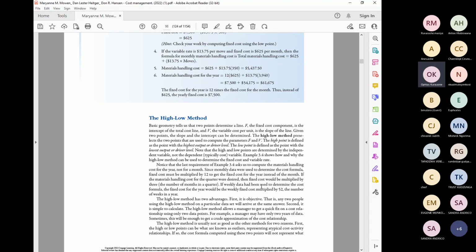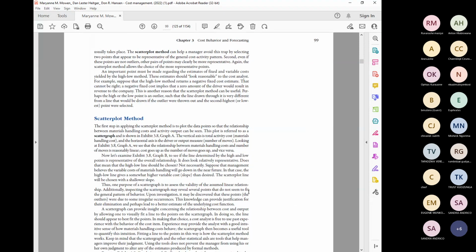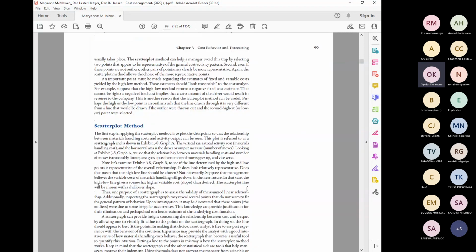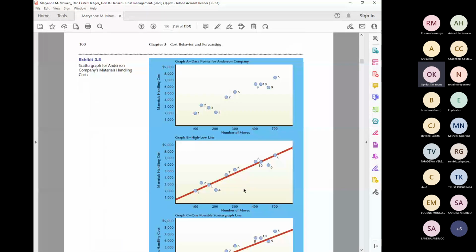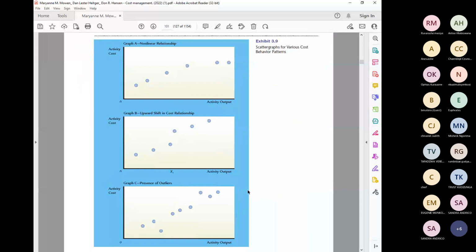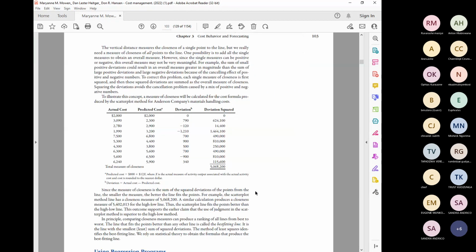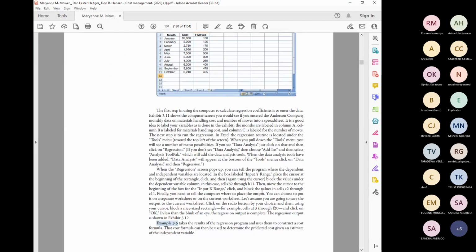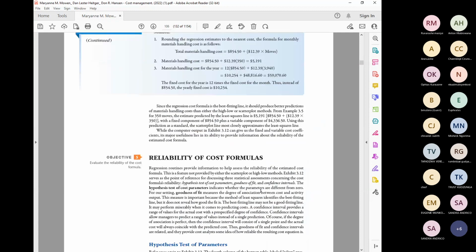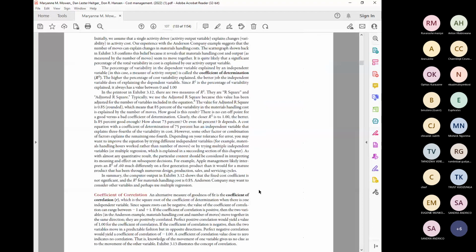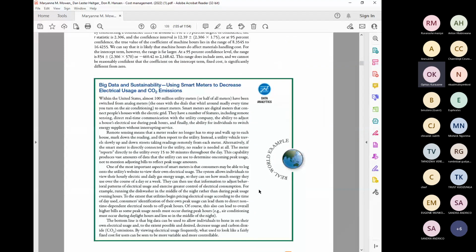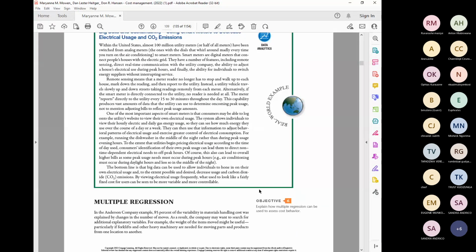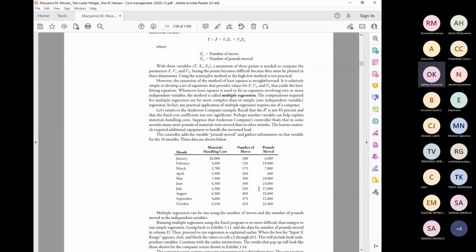Let me check for the other methods of separating costs again. This should be done. I'll come to you very soon. I'm checking the cost volume profit analysis.